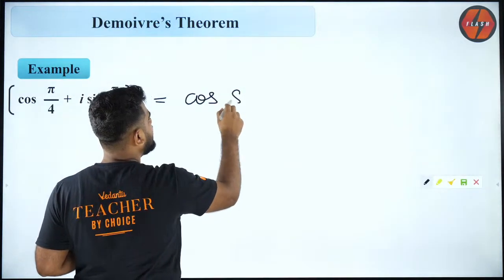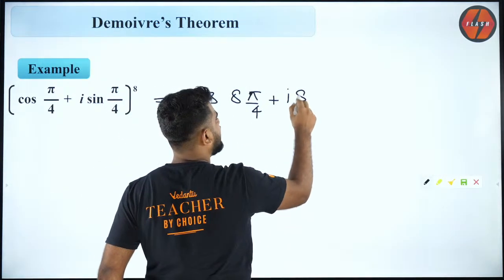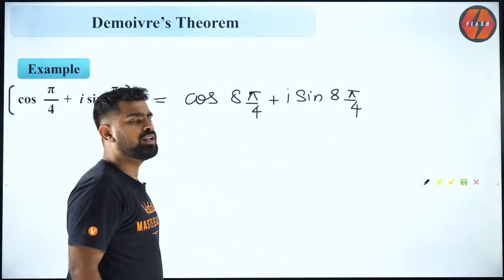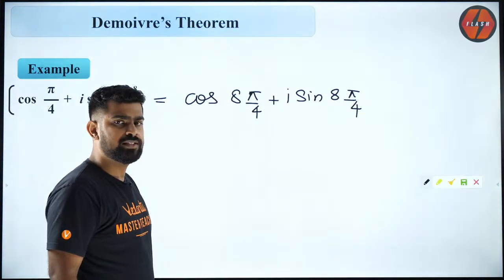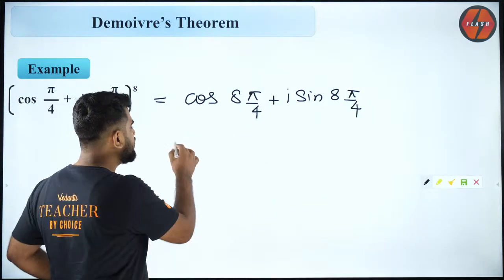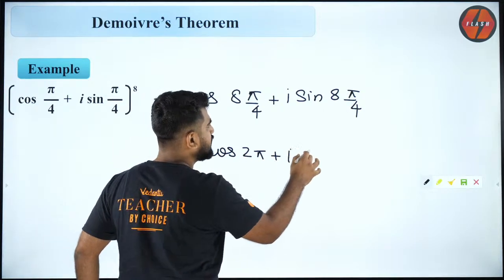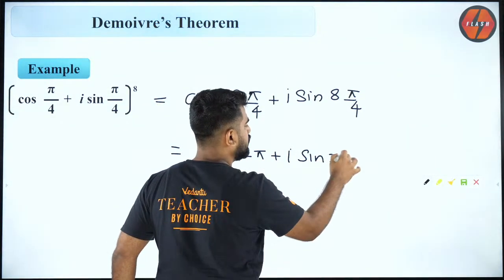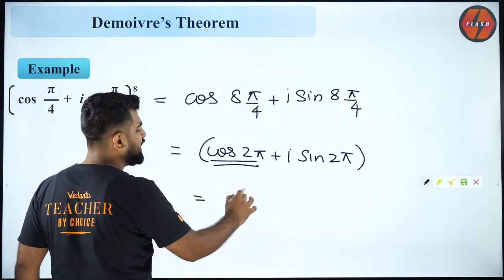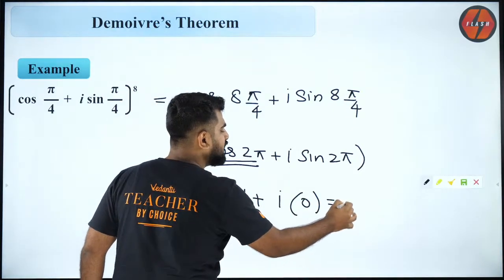Cos 8θ plus iota sin 8θ. Are you all clear with that? Because of de Moivre's formula, because of de Moivre's theorem. Can I say this? So this is going to be cos of 2π plus iota sine of 2π. So what is cos of 2π? Cos of 2π is 1. Sine of 2π is 0. So that is why the answer is 1.